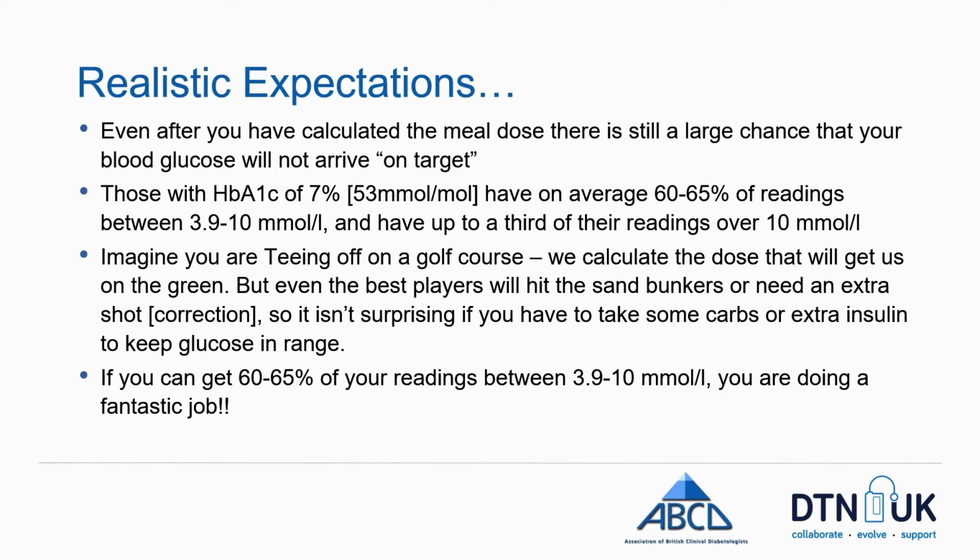And one of the analogies we use to explain this to people is, every time you take a bolus or a shot of quick-acting insulin, imagine you're teeing off on a golf course. So you're going to calculate the dose, work out what the right dose is to take. But even the best players, or even if everything is right, sometimes you're going to overhit and have a hypo, or sometimes you're not going to take as much and your blood sugar is going to remain high. And I'll talk you through that a little bit later. If you can get between 60 to 65% of your readings between 4 to 10, we think you're doing a fantastic job.